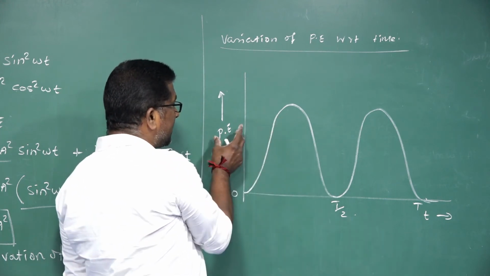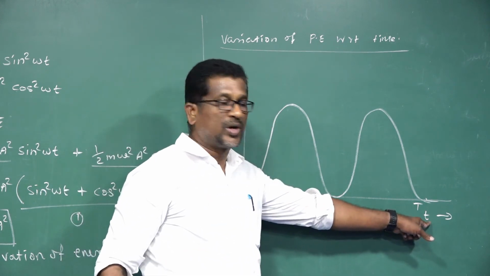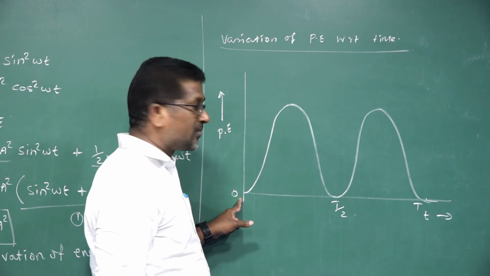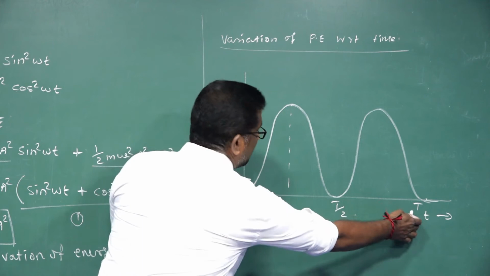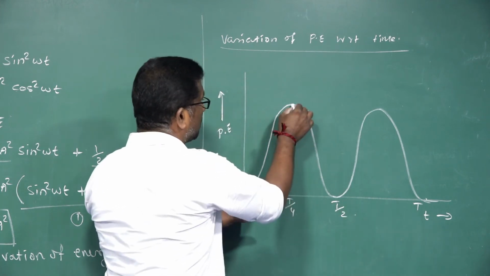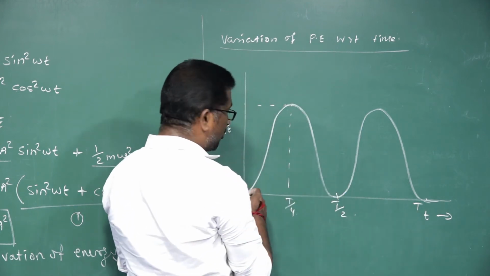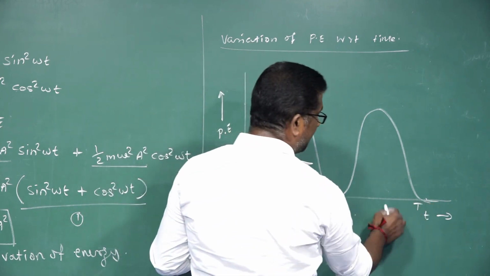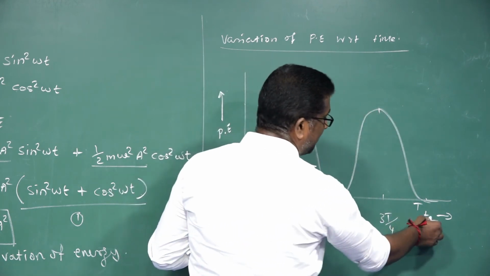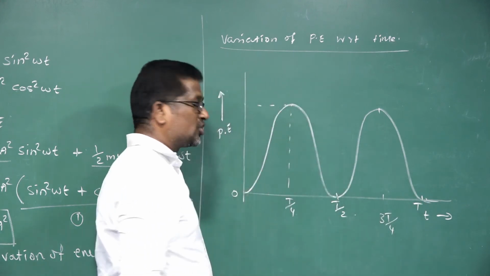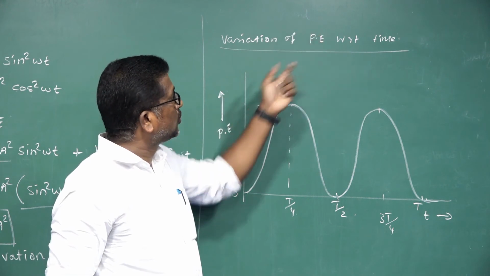So this is the variation of the potential energy of the particle in simple harmonic motion with respect to time. At time t equal to 0, the potential energy of the particle is 0. At t equal to T by 4, potential energy is maximum. At t equal to T by 2, again the potential energy value is 0. At t equal to 3T by 4, potential energy is maximum. At t equal to capital T, again the potential energy value is 0. So this is the variation of potential energy with respect to time graph.